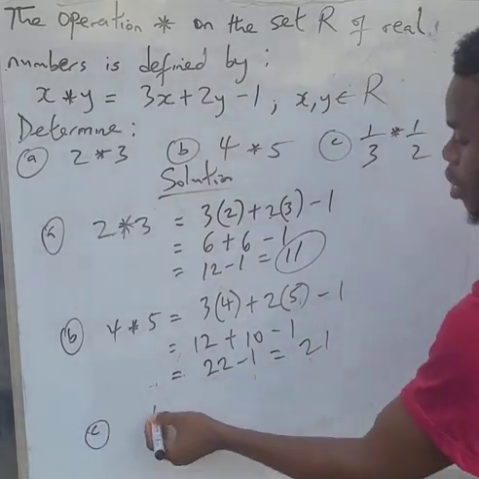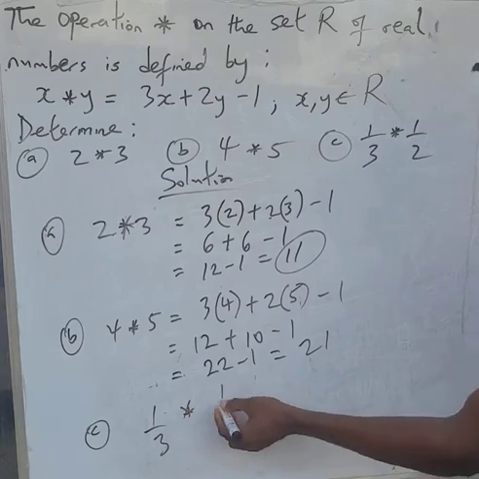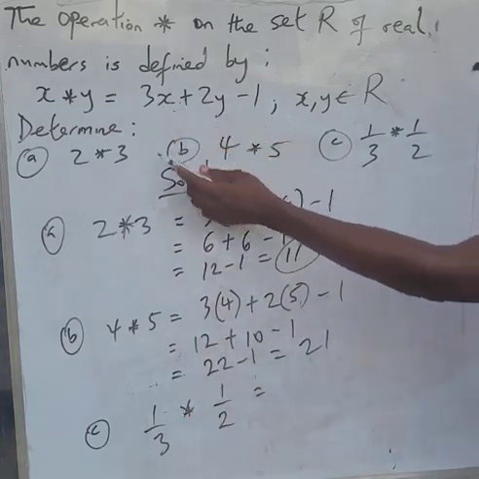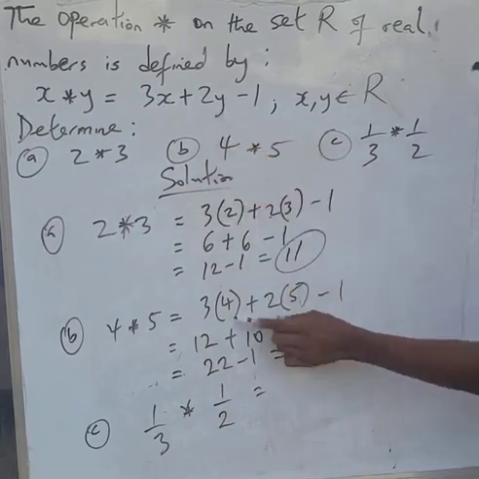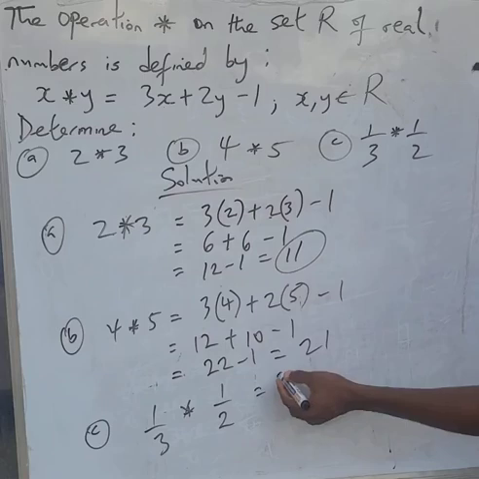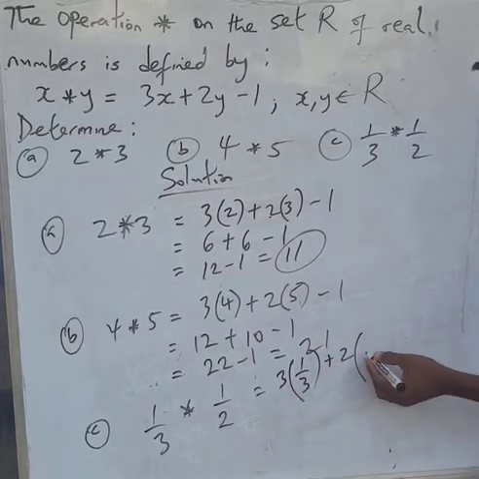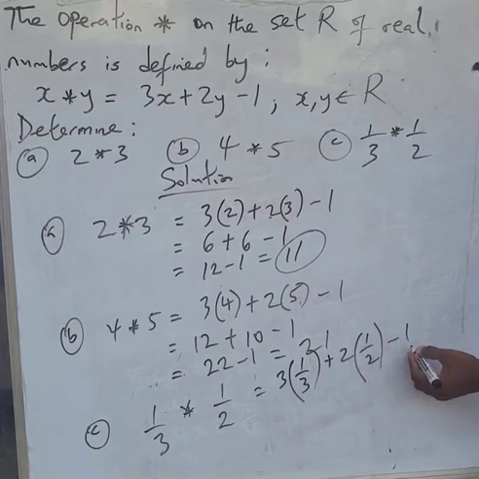We have 1 over 3 asterisk 1 over 2. So this is equal to, like I said, replace your x with 1 over 3 and replace your y with 1 over 2. So you have 3 multiply 1 over 3 plus 2 multiply 1 over 2 minus 1.